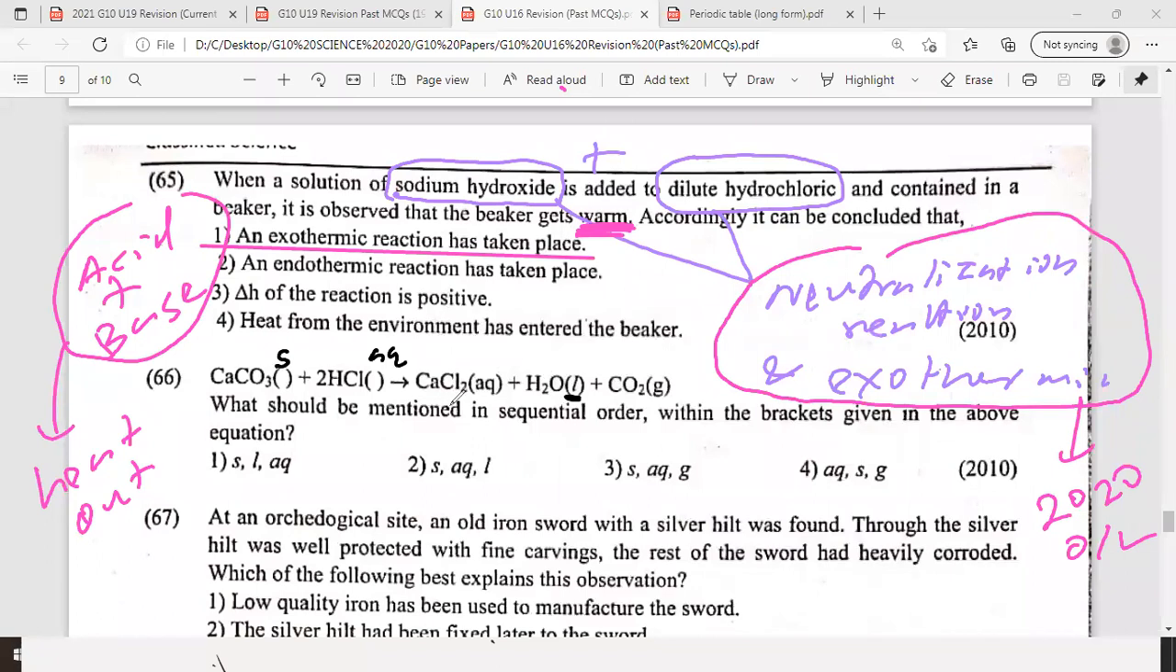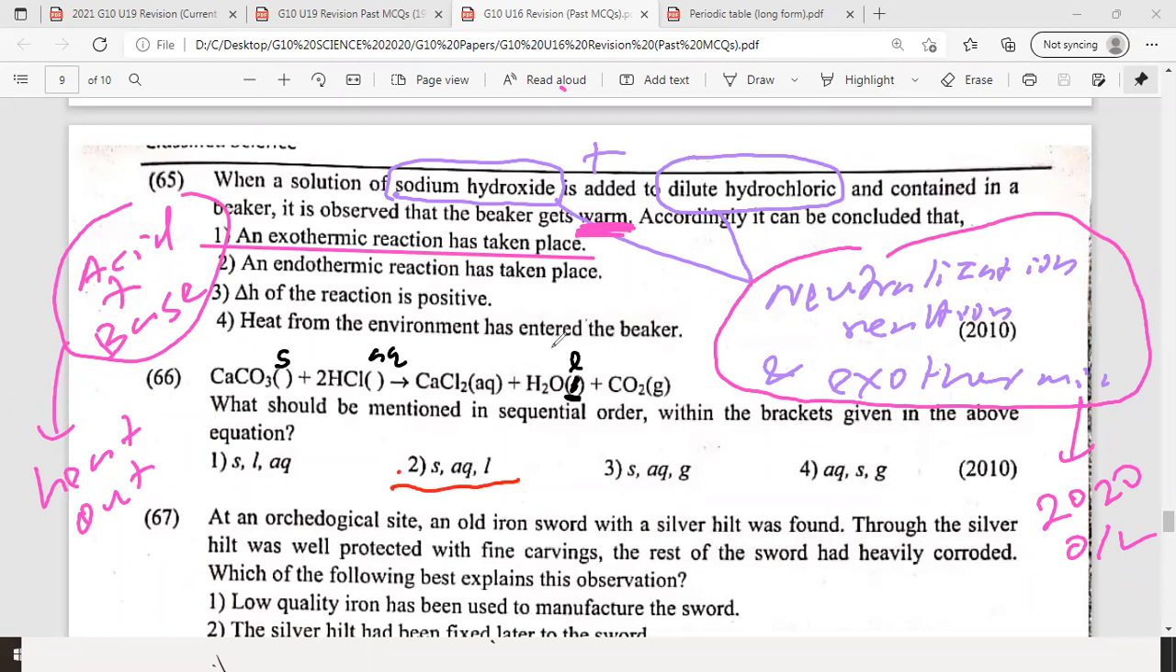There are two answers now. Yeah, we'll go for the second answer. Keep this blank, keep this blank. Then I'll put L here. Keep this water blank. Then the answer is the second. Question number 66, answer is the second. Solid, aqueous and liquid. Exactly right.